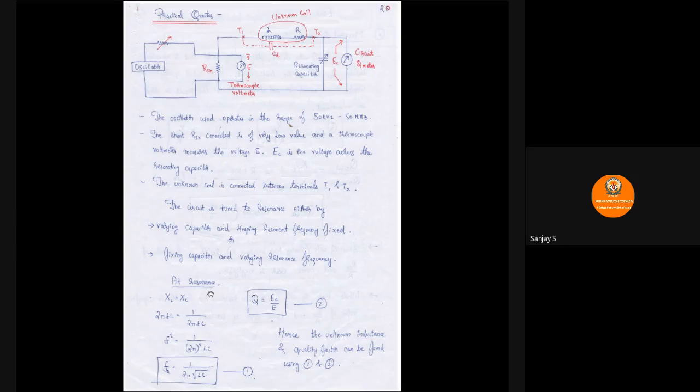Now, as usual, at resonance, Q is given by EC divided by E. XL is equal to XC. XL is nothing but 2 pi FL, and XC is 1 by 2 pi FC. So we get F as 1 over 2 pi root LC. This F is nothing but the resonance frequency, or the frequency at which resonance is said to occur.